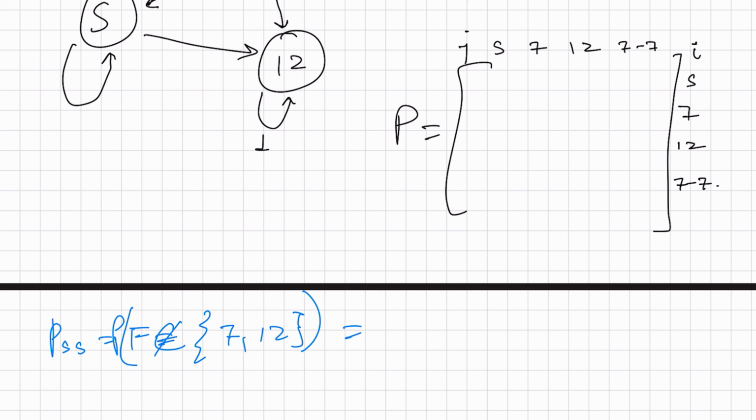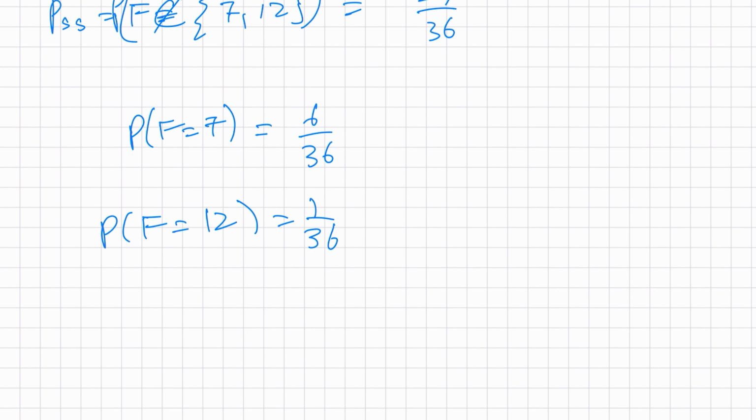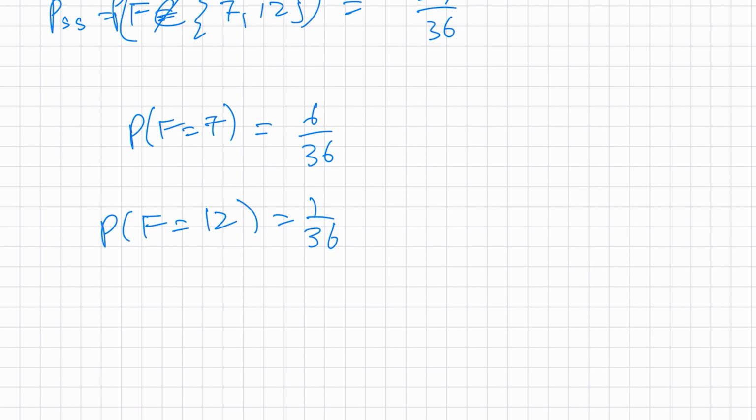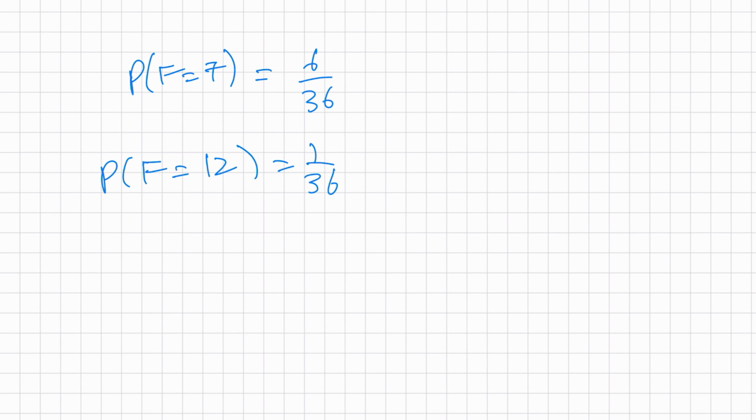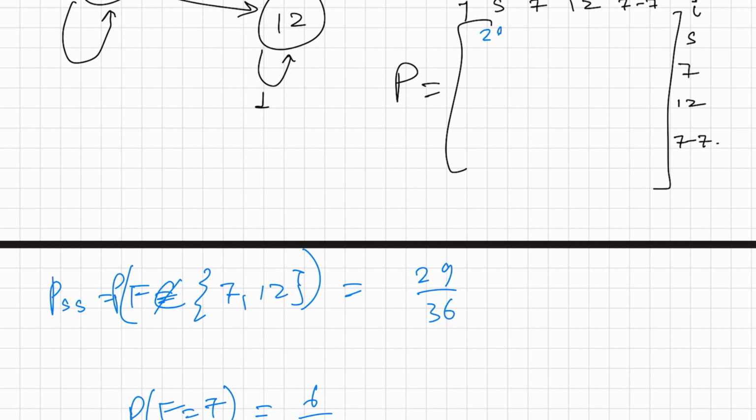If you remember, this is going to be 29 by 36, because the probability that F is equal to 7 is 6 by 36, and the probability that F is equal to 12 is 1 by 36. Again, refer to the last video where we did this analysis. If you've not checked it out, it's going to be in the description. So similarly, this is already computed, so I can quickly say this is 29 by 36. Now, what is the probability that it goes from S to 7?